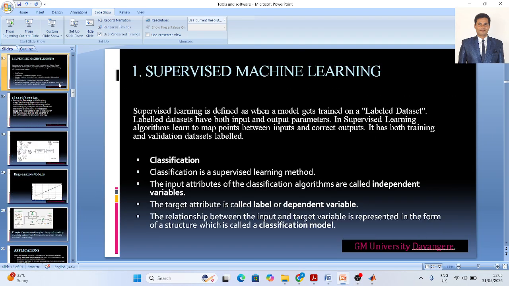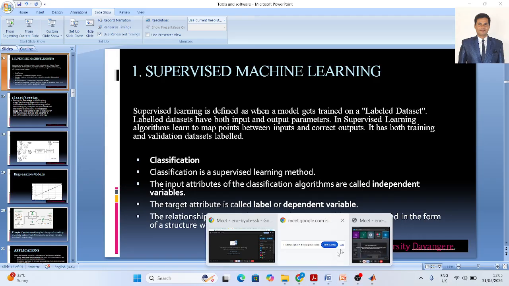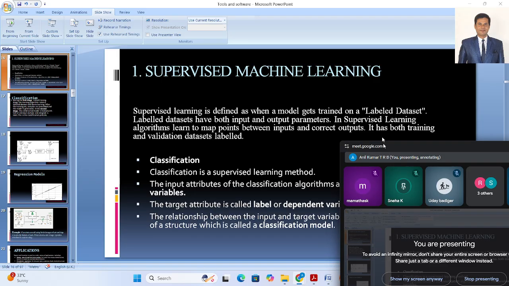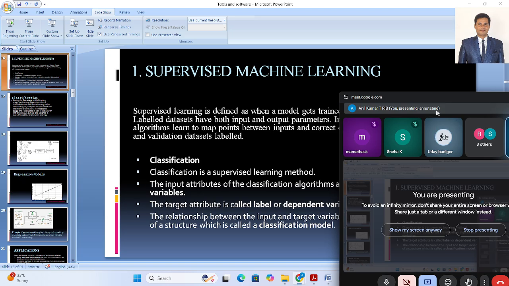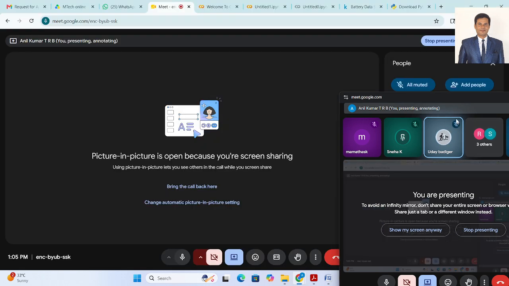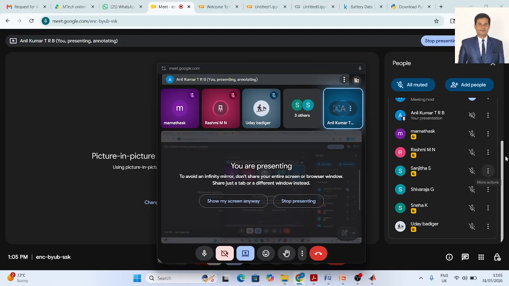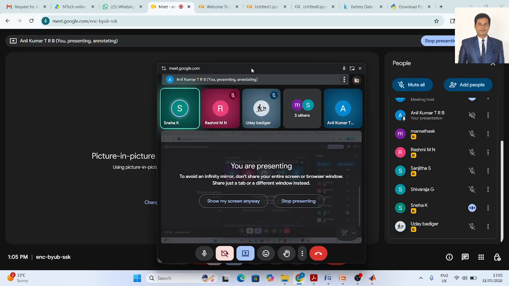Yes, sir. Is that clear, Rashmi? Yes, sir. Sanjita, is that clear, supervised learning? Shivraj, Sneha? Yes, sir.